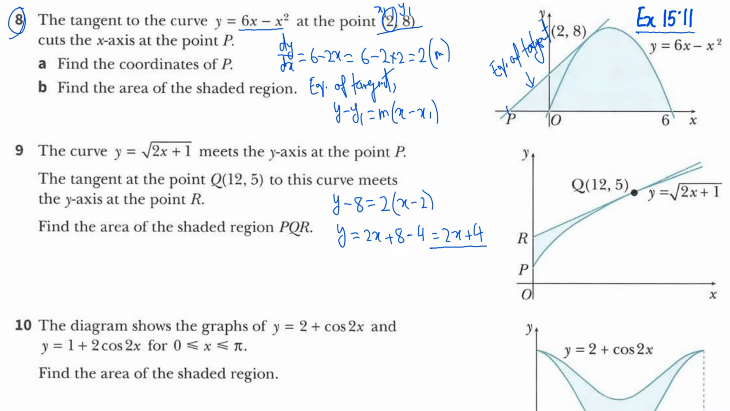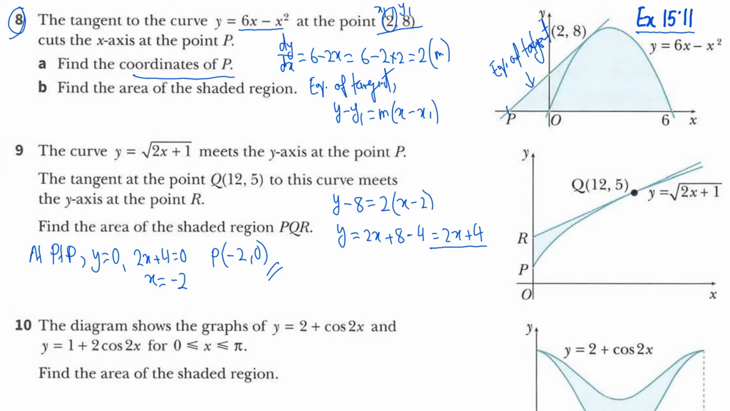At point P it intersects the x-axis, which means y equals 0. So we consider 2x plus 4 equals 0. From here we get the value of x, which is minus 2. So the coordinate of P is (minus 2, 0). This is the answer to the first part. Hope you understood the way we did it.